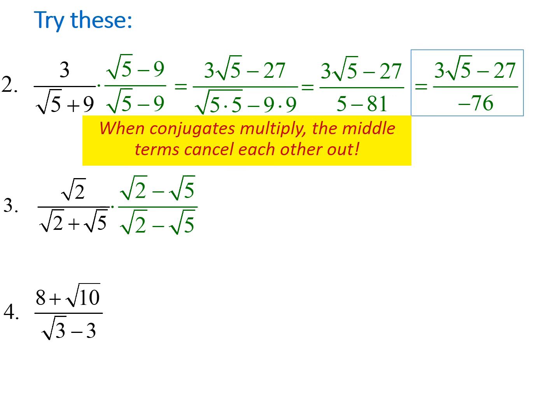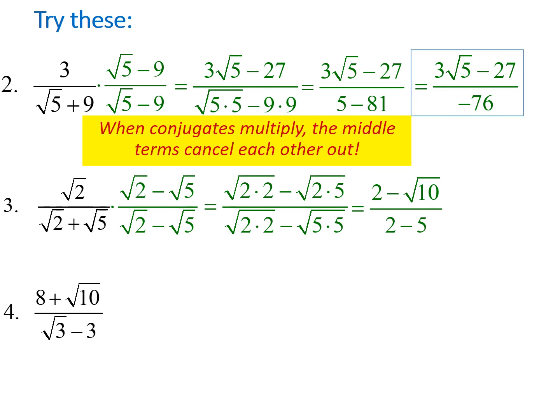Let's take a look at the next one. It is the square root of 2 plus the square root of 5. The conjugate is going to be the square root of 2 minus the square root of 5. We multiply the bottom and the top because of the property of equality. And here we go. We're going to distribute and simplify. Let's take a look at problem number 4.